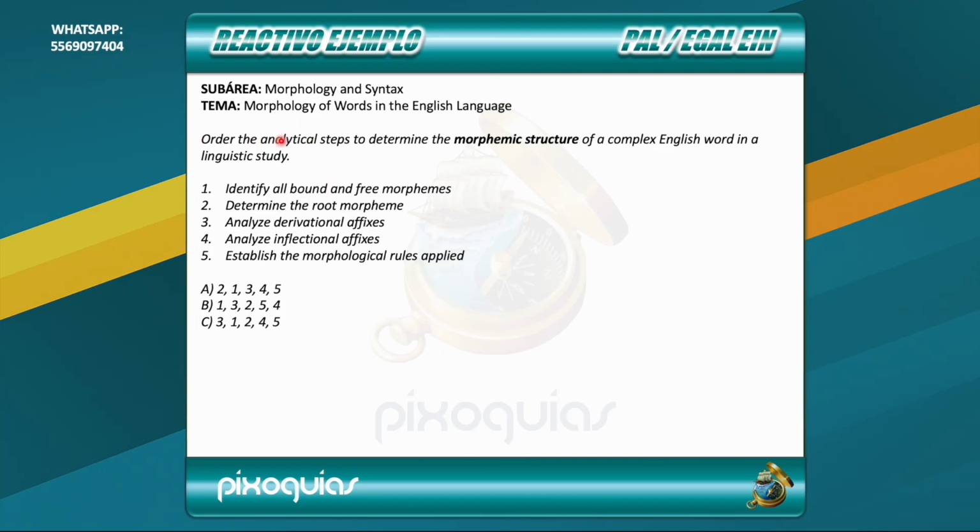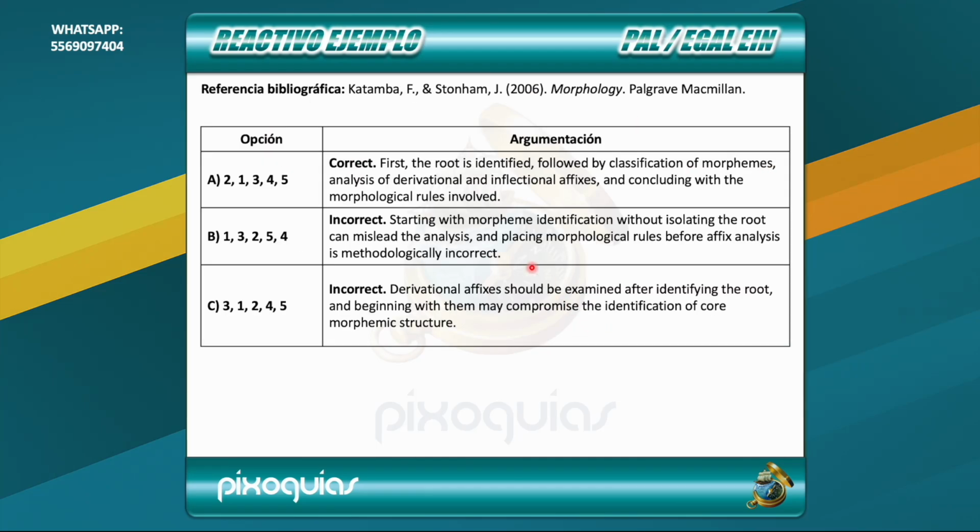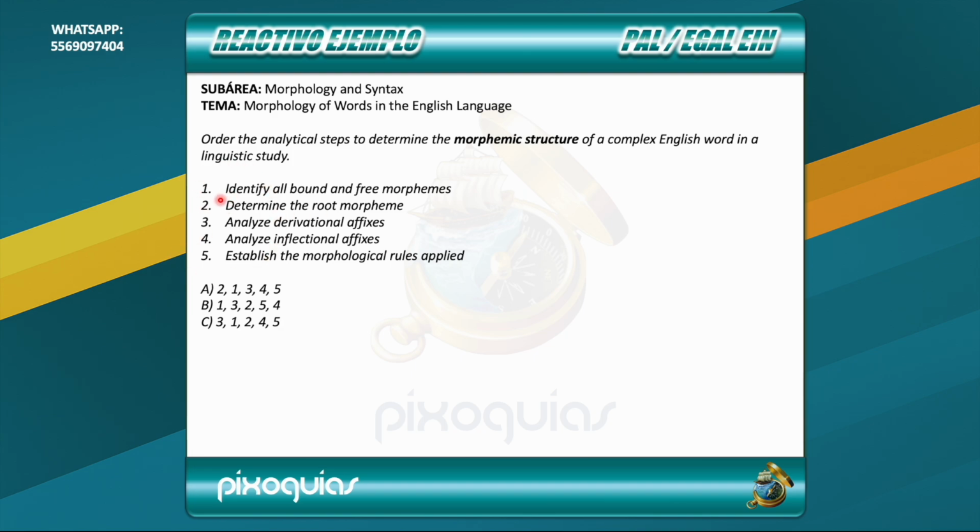Order the analytical steps to determine the morphemic structure of a complex English word in a linguistic study. We can see that the correct answer is A. This is 2, 1, 3, 4, 5. Okay. 2. Determine the root morpheme. 1. Identify all bound and free morphemes.